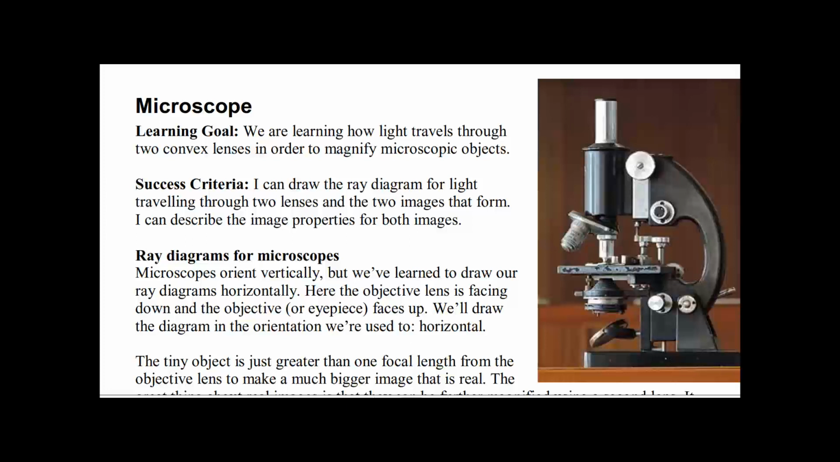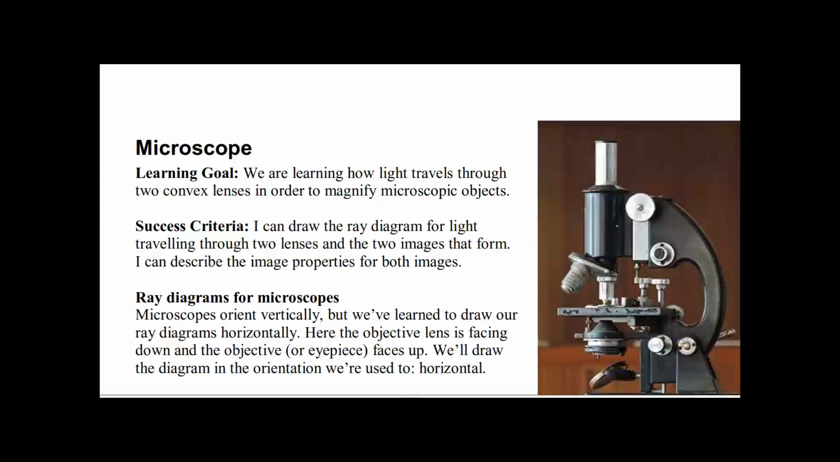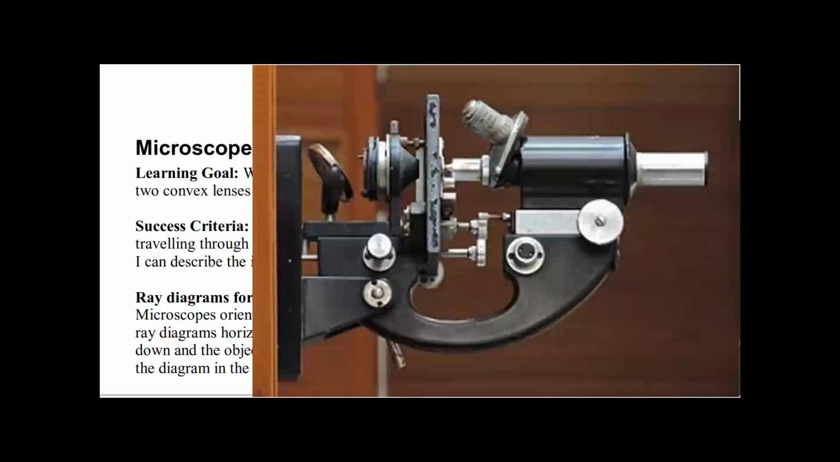First of all, we're used to microscopes vertically, and yet we're used to our ray diagrams drawn horizontally. So what we'll be doing is we're imagining that we're flipping this microscope down on its back so that the objective lens is to the left and that the eyepiece is to the right. So it's just as if we'd taken this and knocked it down to the right.